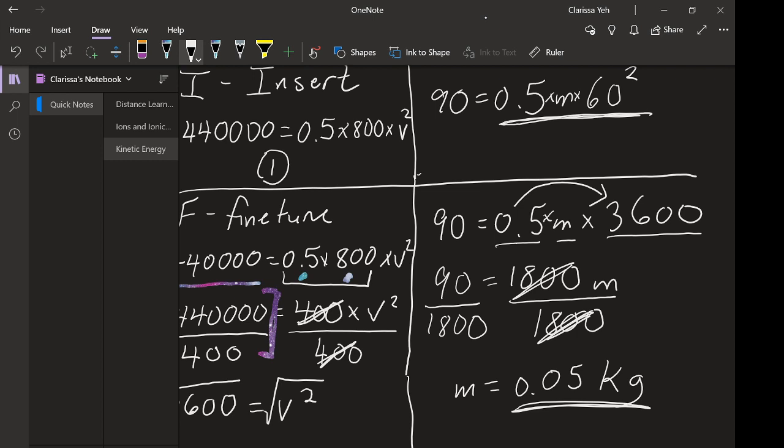Anyone stuck on how I got 0.05? Are we okay with that being the final answer?